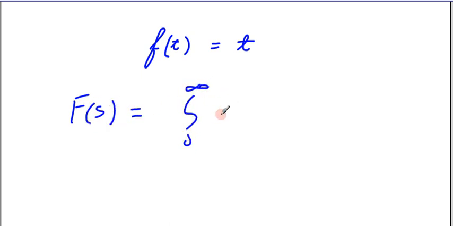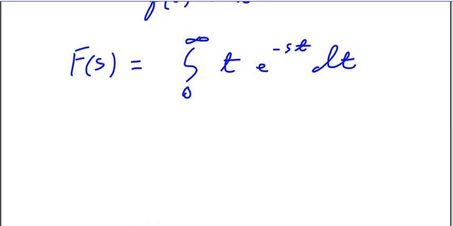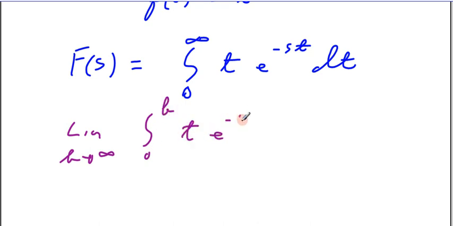F of t is equal to t. So we have F of s is going to be integral 0 to infinity t e to the minus st dt. Again, we say, well, I don't want to deal with the improper integral, so limit b goes to infinity, integral 0 to b, t e to the minus st dt. And then we say, well, I sort of remember integration by parts. And how does that go?